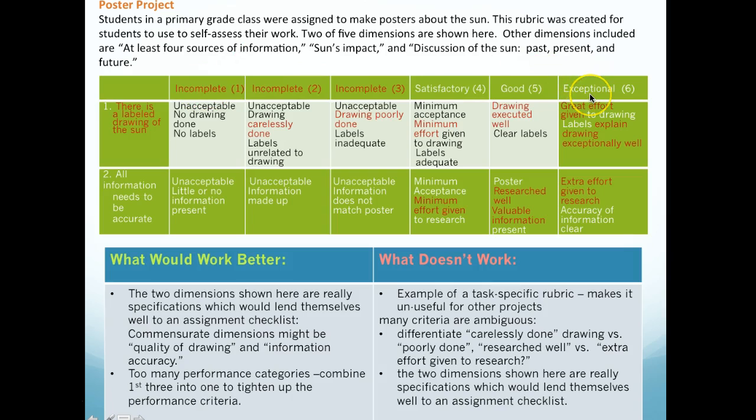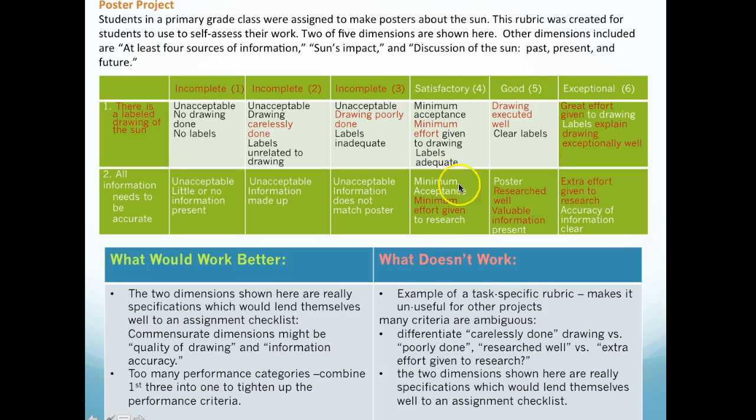Also, you see that there are 6, well, let's see, I'll do that first. So the two dimensions shown here are really specifications which should lend themselves to an assignment checklist, kind of like a holistic rubric. So there's a labeled drawing, the information needs to be accurate, and you could just make a checklist instead of making a large rubric. It doesn't matter, you can do it both ways, but it probably would lend itself better to a checklist. Commensurate with the decisions might be quality of drawing and information accuracy. Too many performance categories. So these 3 probably would be better combined into one. And then you would have satisfactory, good, and exceptional.